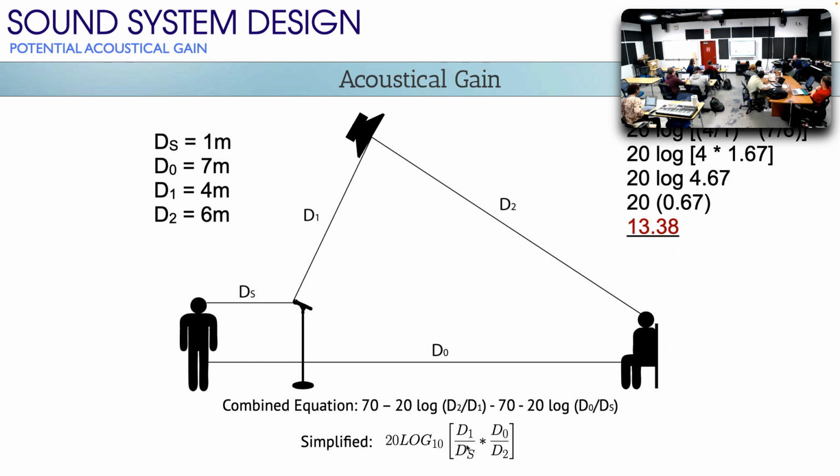But what is different about that second equation? The simplified second equation? What is different about it? Well, the 70s are gone. The 70s are gone. And what do the 70s mean? What do those 70s represent? How loud the talker was. What does that tell us about gain before feedback?